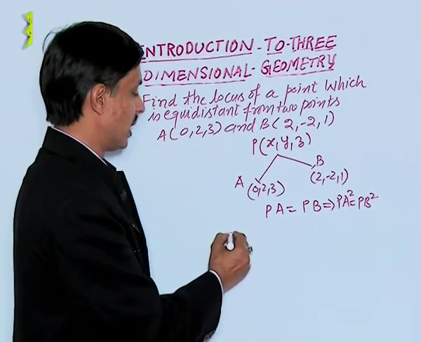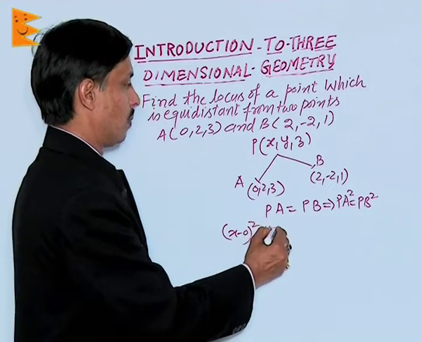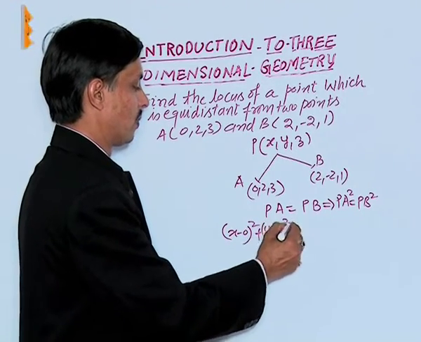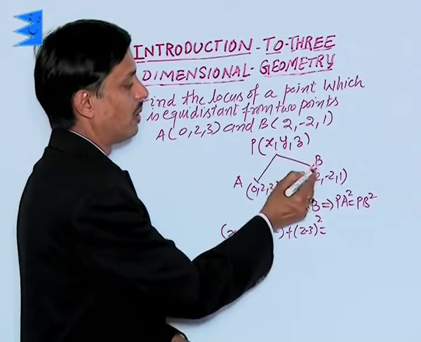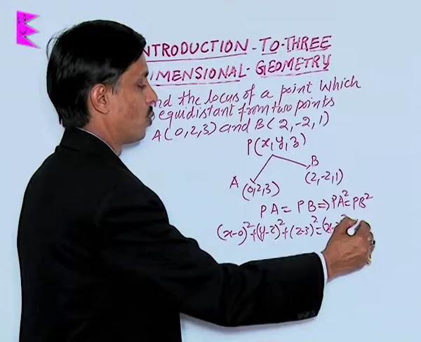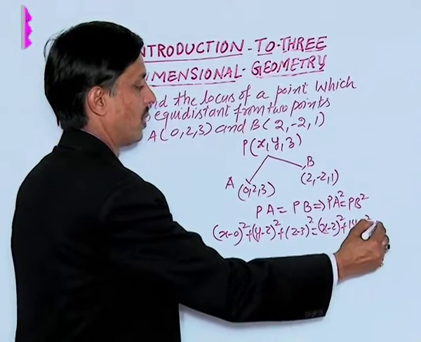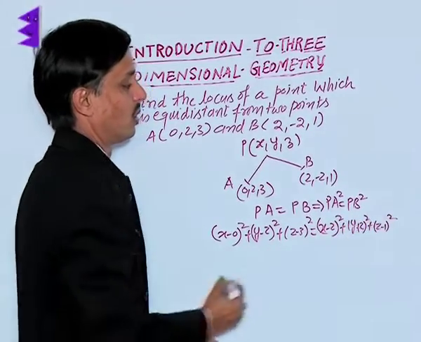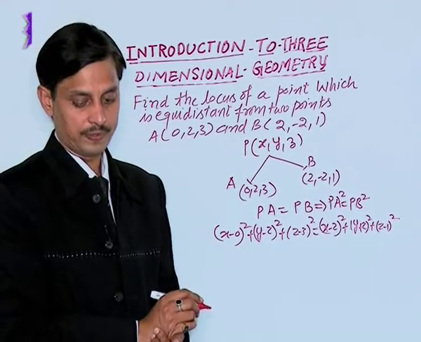So PA square will be: x minus 0 square plus y minus 2 square plus z minus 3 square is equal to PB square, that is x minus 2 square, y minus of minus 2, that is y plus 2 square, and z minus 1 whole square. This is the relation PA square is equal to PB square.